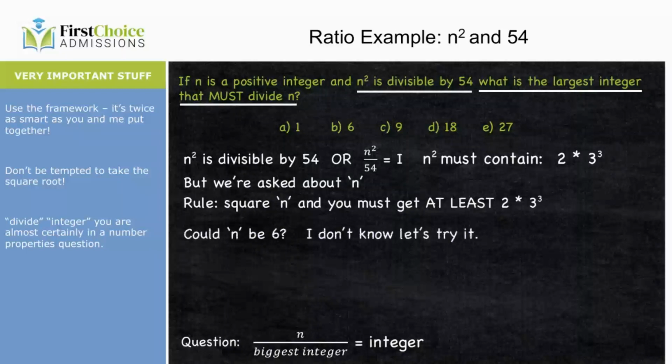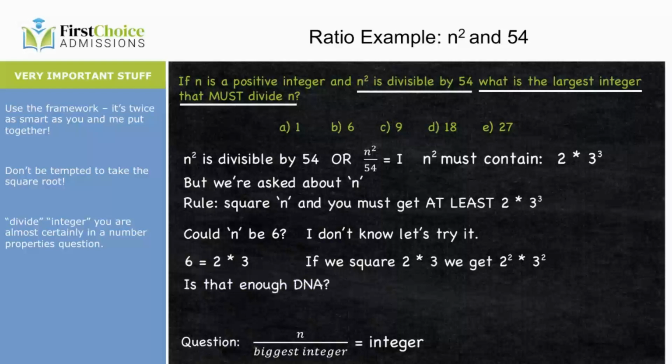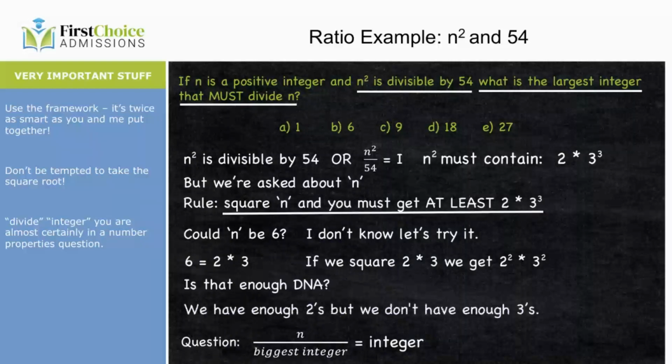Well, could n be 6? I don't know, let's try it and see what happens when n is 6. So if n is 6, then n is 2 times 3. Now, if we square 2 times 3, we get 2 squared times 3 squared. Now, is that enough DNA? Well, what are we looking for in terms of DNA when we square it? We need 2 times 3 cubed. We have enough 2's. We don't have enough 3's. We only have 2 3's. We need 3 3's. N can't be 2 times 3. We don't have enough 3's.